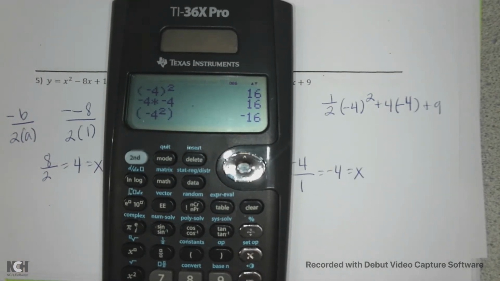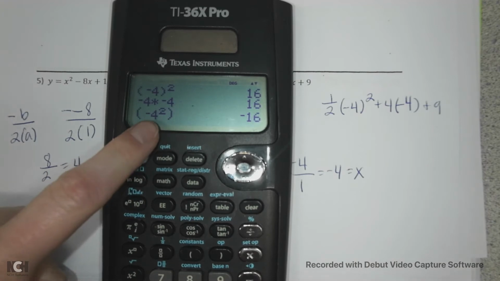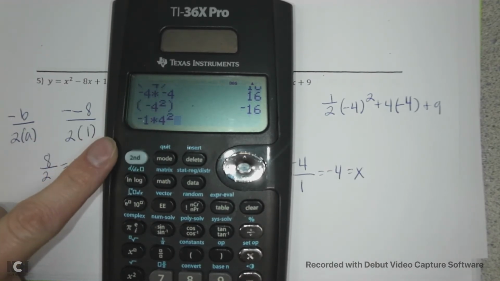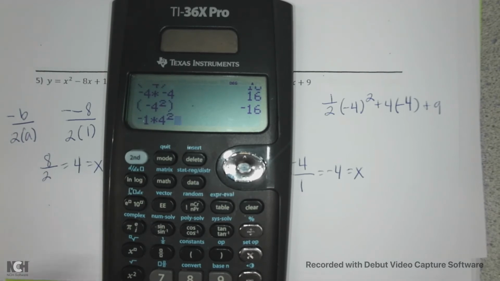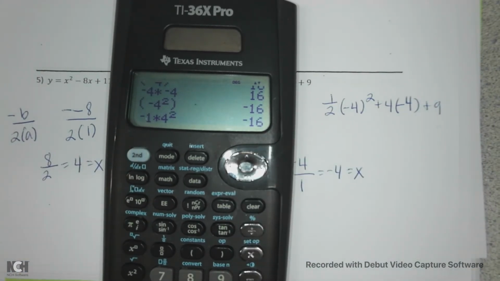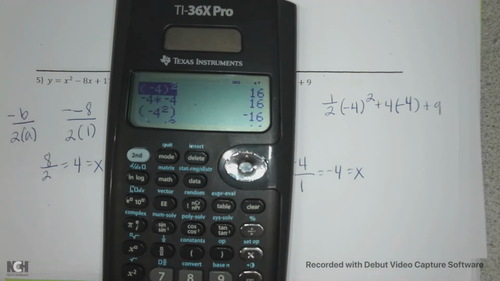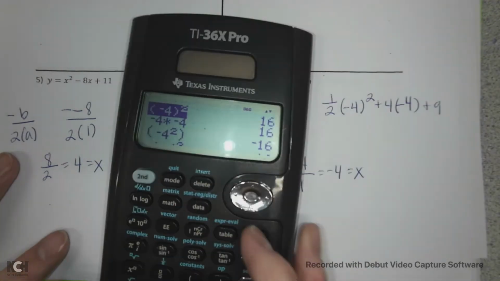You're like, but why did it give me negative 16? So right here, this is what you're telling your calculator to do. That's what you're telling your calculator to do. So that's why it gives you negative 16. So parentheses are important. This is the best way, where you have the negative 4 in parentheses and then squared on the outside.